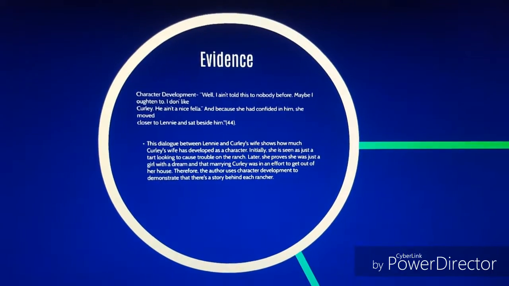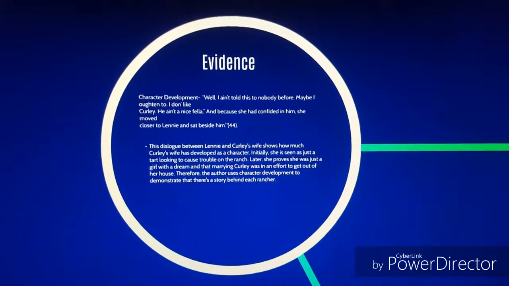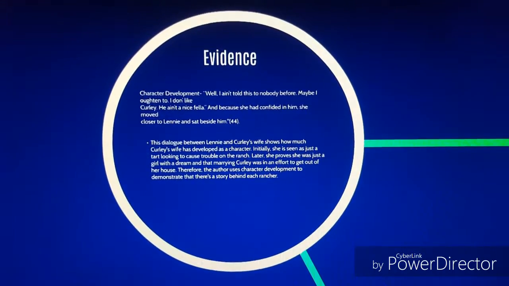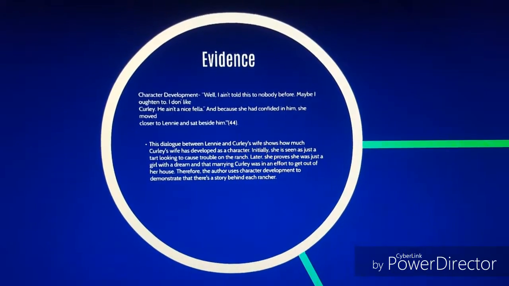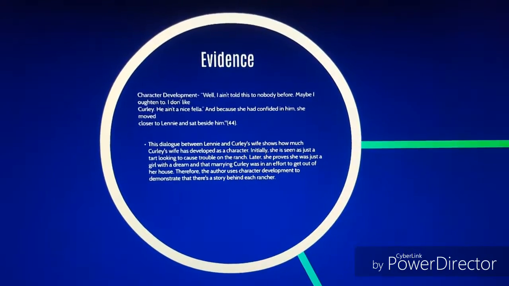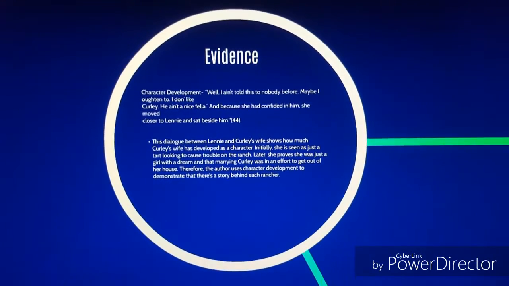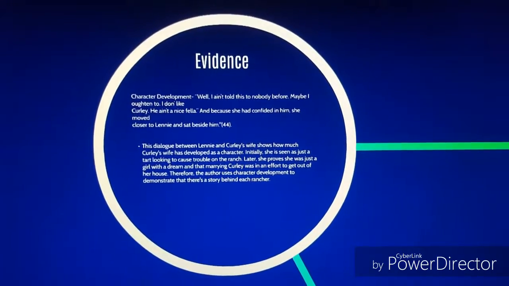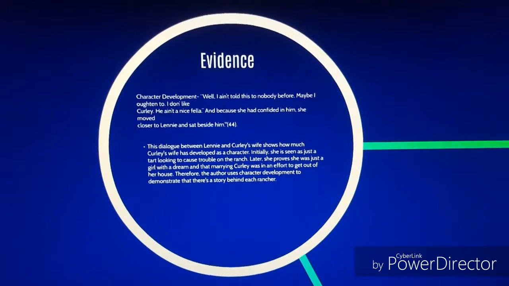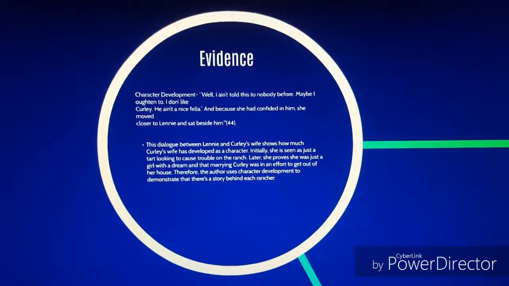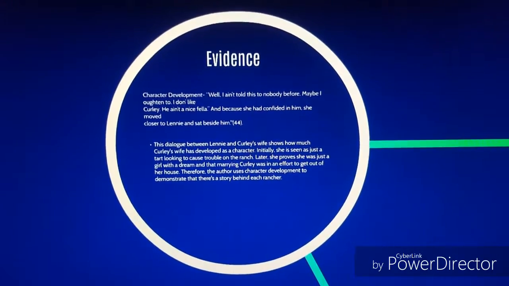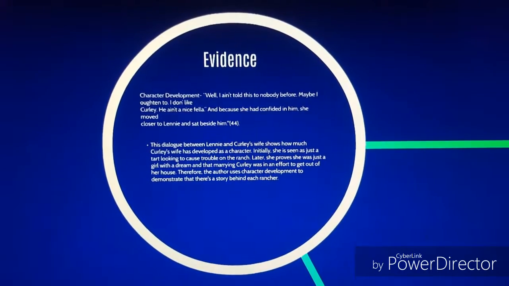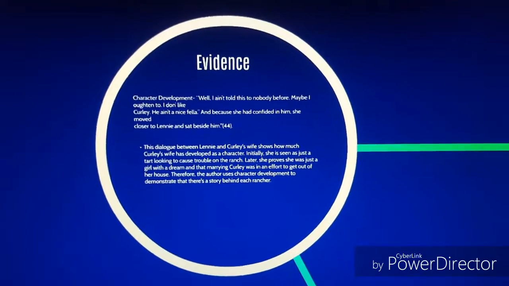Additionally, the author uses character development to demonstrate that there's a story behind each rancher. The evidence shows dialogue between Curly's wife and Lenny, as Curly's wife shows that she's developed so much as a character. Initially, she's just seen as a tart looking to cause trouble, yet later she proves that she was just a girl with a dream that was held back by her mother, and that marrying Curly was just an effort to get out of her house.